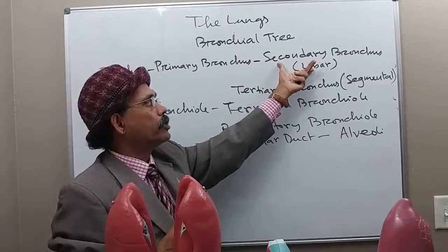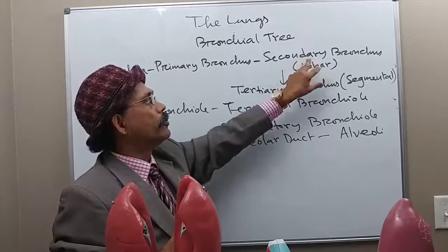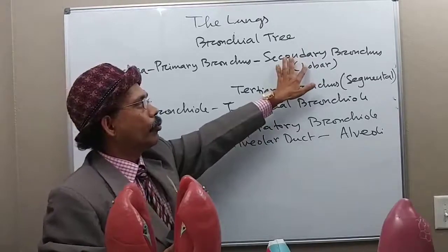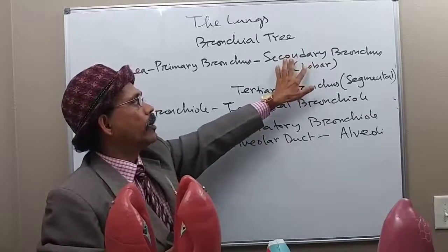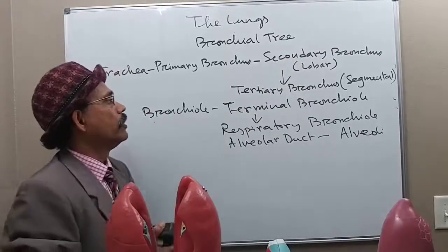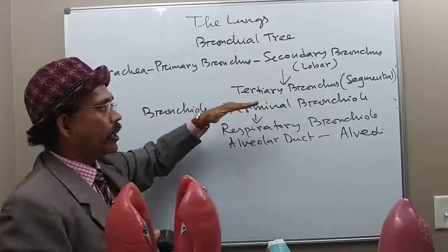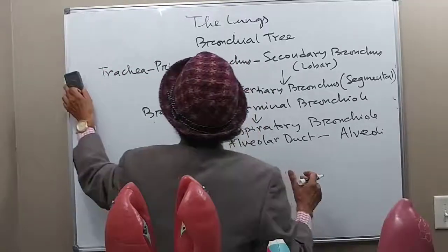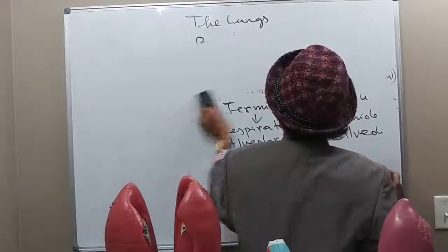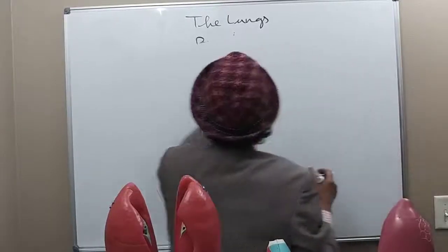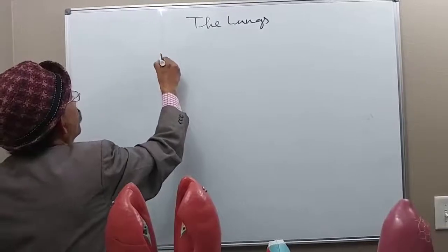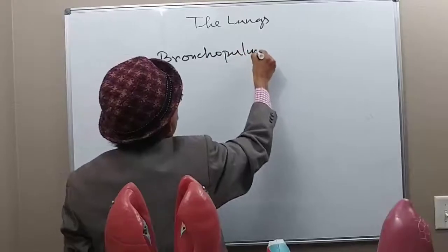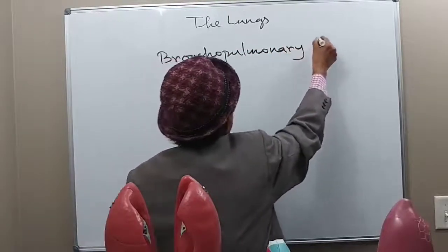Right lung has 2 fissures and 3 lobes. So the right lung has 3 secondary bronchi. Left lung has 1 fissure, 2 lobes. So left lung has 2 secondary bronchi. Each lobe will be divided into segments to get the tertiary bronchus. Each tertiary bronchus forms a sector. We call it bronchopulmonary segment.